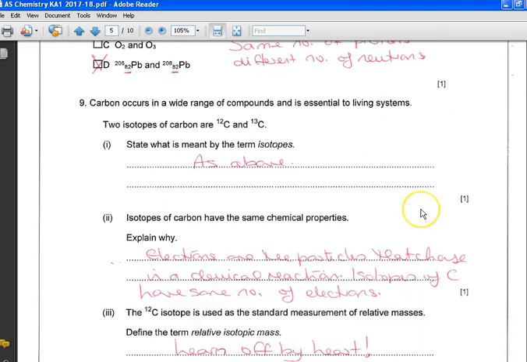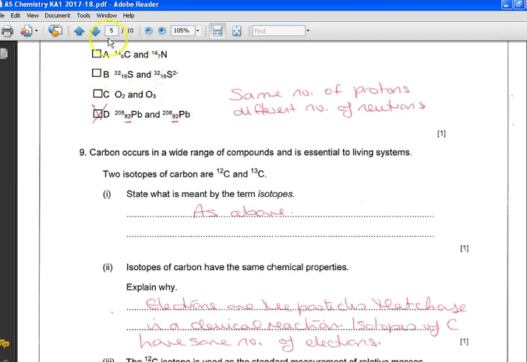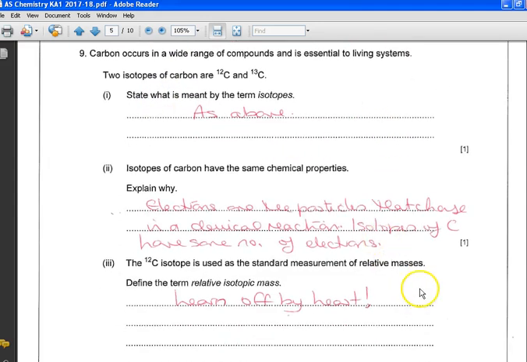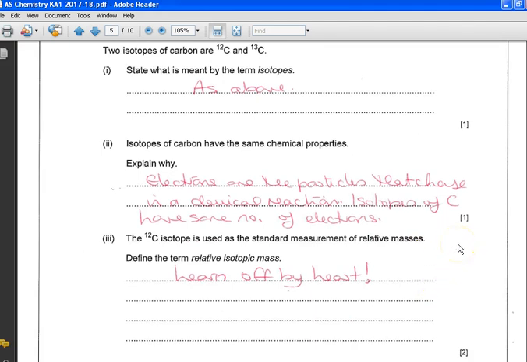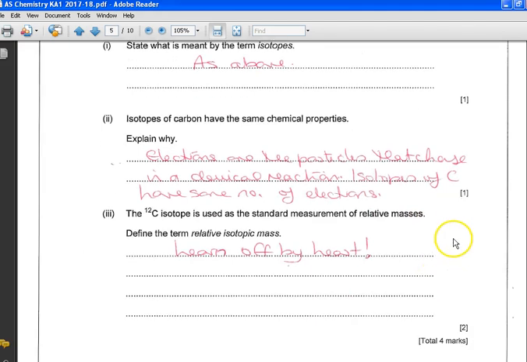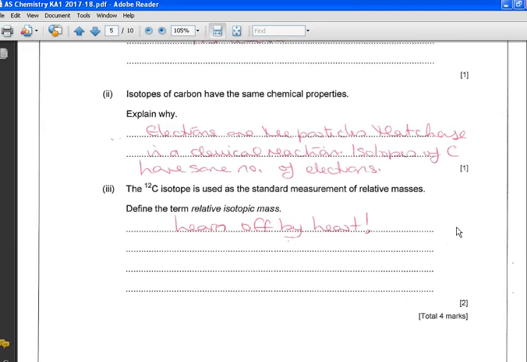Okay, question 9, straightforward definition of what is an isotope. So if you recognise these, you should be able to write this definition. Why do isotopes of carbon have the same chemical properties? It's important to recognise that in any chemical reaction, it's only the electron in terms of particles in the atom that is involved in the chemical reaction. So isotopes of carbon have the same number of electrons, hence they will have the same chemical properties. Only the neutrons change in an isotope, isn't it?